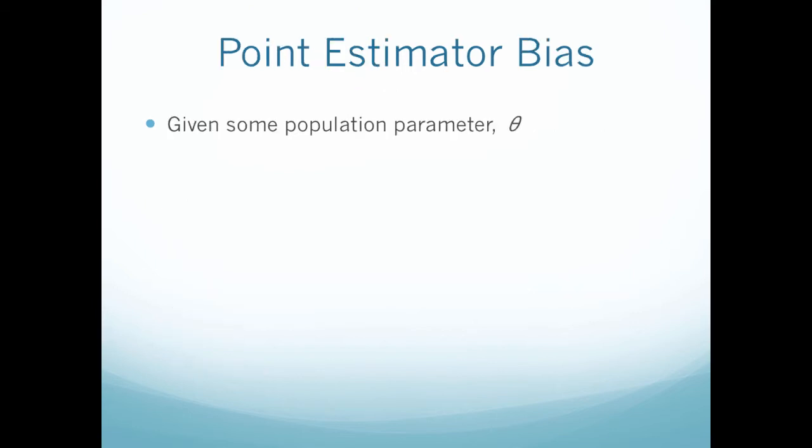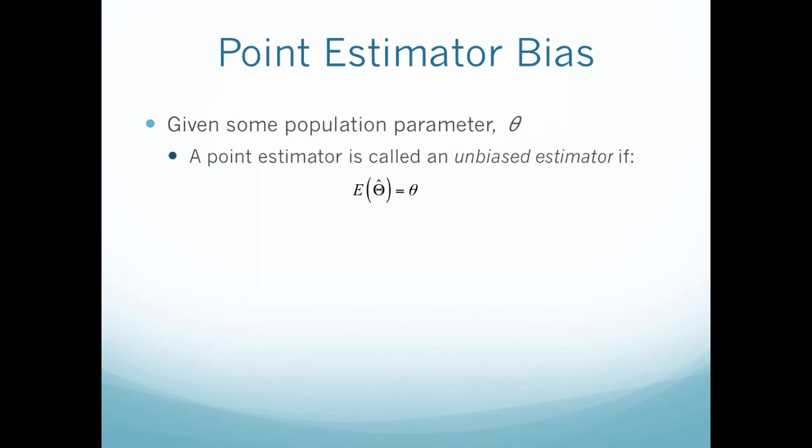Given some population parameter theta, a point estimator is called unbiased, or an unbiased estimator, if my expected value of my statistic equals my population parameter. So if what I am predicting equals my population parameter, or if my statistic equals my population parameter, then it's called unbiased. So if they're equal to each other, then it's unbiased. However, if they do not equal each other, then they are called biased.